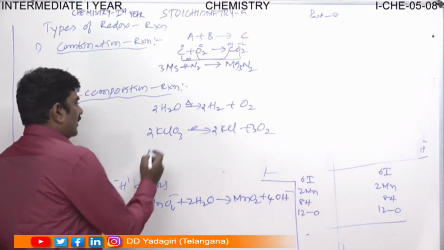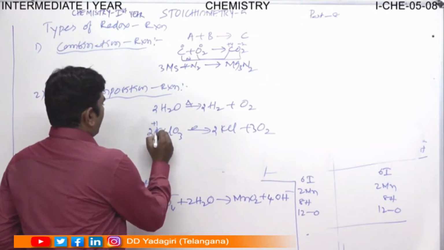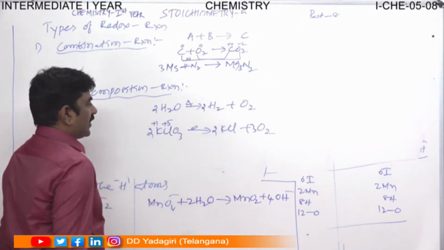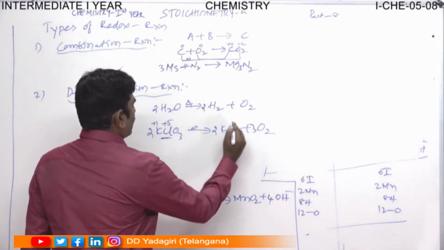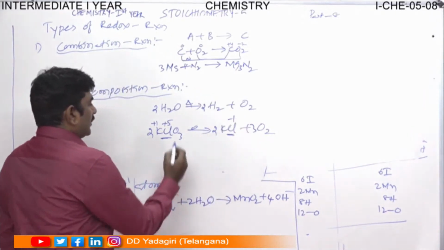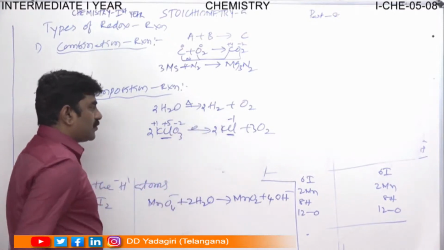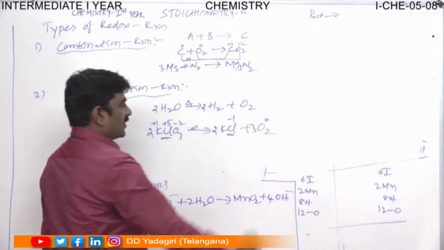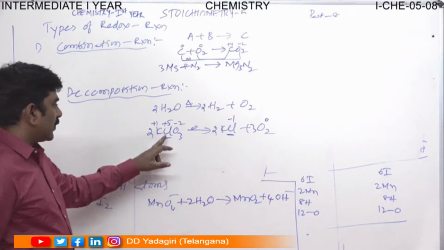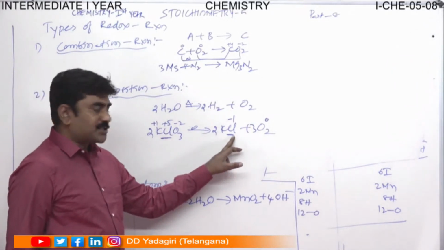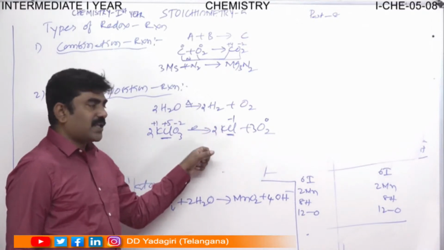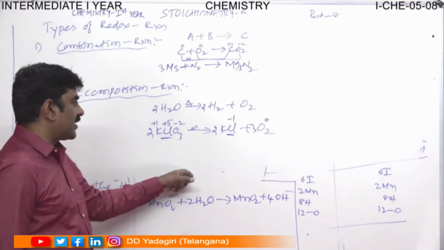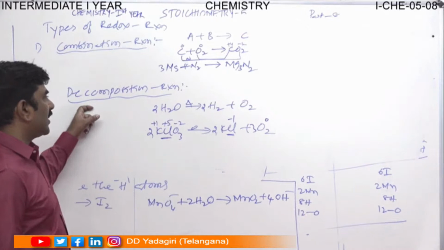Let us check here. What is the oxidation state? +1, and here oxidation state +5. What is the chlorine oxidation state? +5. Here the chlorine oxidation state is how much? -1. Here the oxidation state of oxygen is how much? -2. Here the oxidation state how much? 0. So +5 to -1 is reduction and -2 to 0 is oxidation. So oxidation is taking place and reduction is taking place. That's why it is redox and belongs to which category?